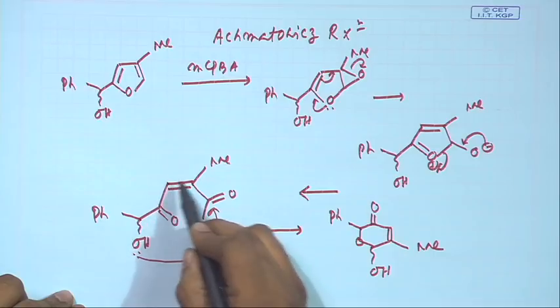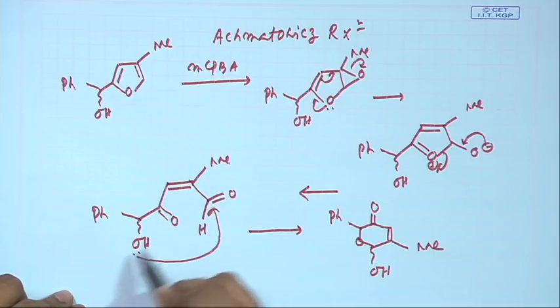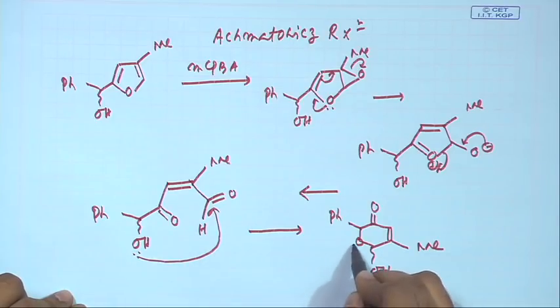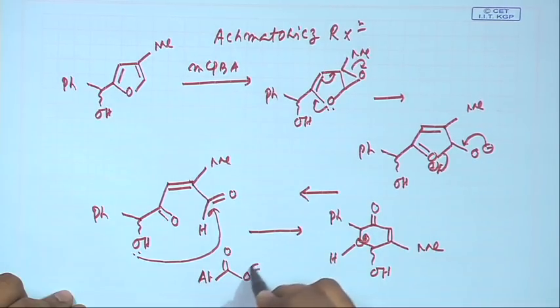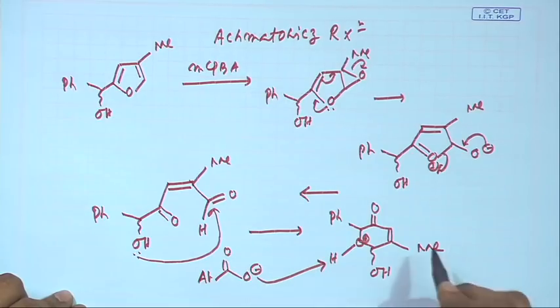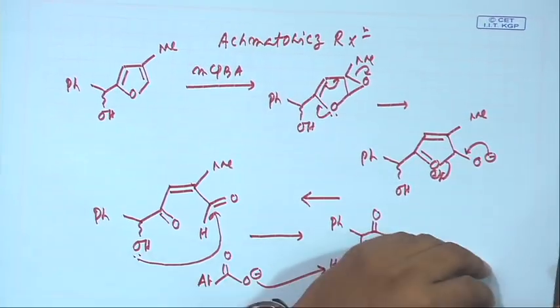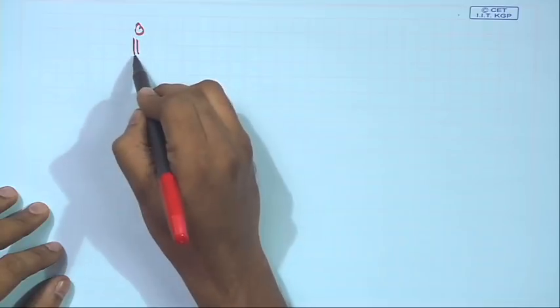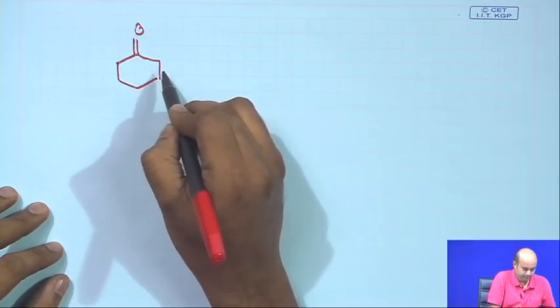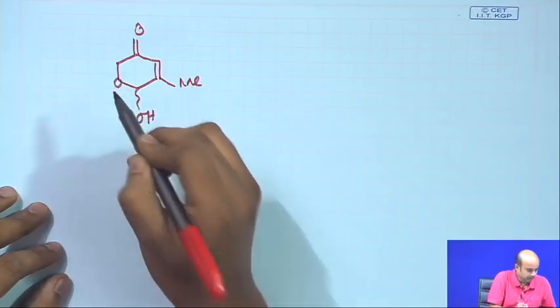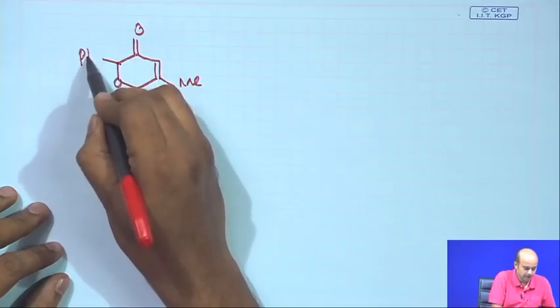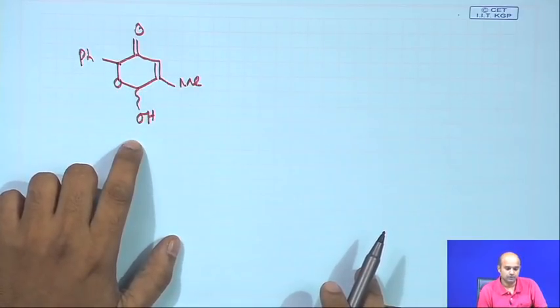Now, see 1, 2, 3, 4, 5, 6. So, this way you are getting a 6-membered ring, and then it is a normal oxonium ion species, and with this MCPBA, the corresponding carboxylic acid remains here. So, this basically picks up this hydrogen, and once it picks up this hydrogen, the final product will have this structure. These groups remain the same, you will have this hydroxy here, and then you have this phenyl. So, this is basically your 6-membered lactone, 6-membered lactone.